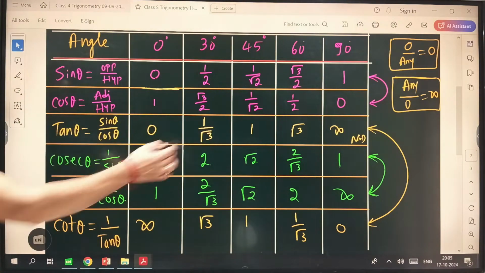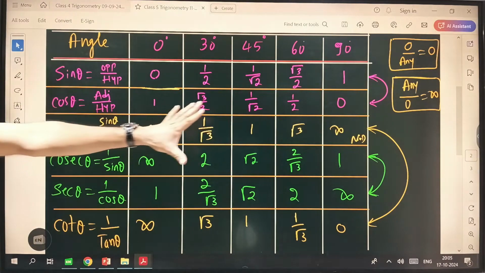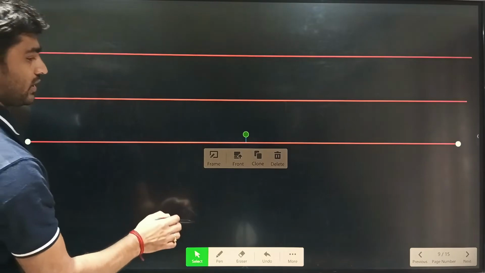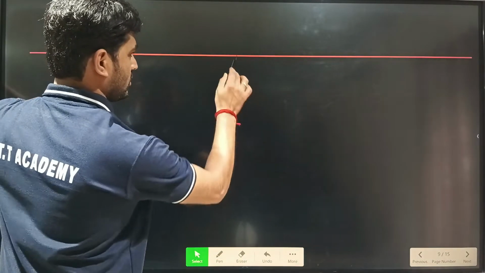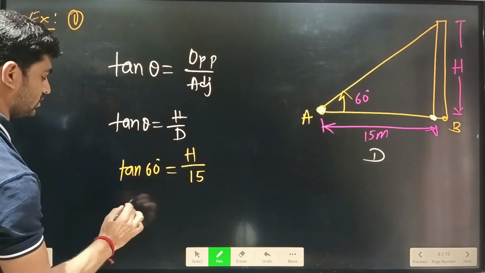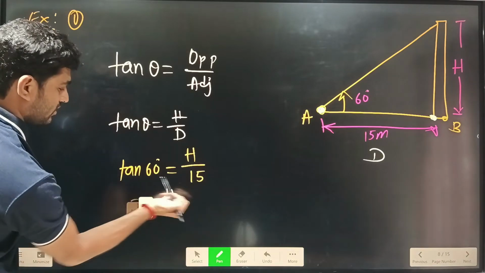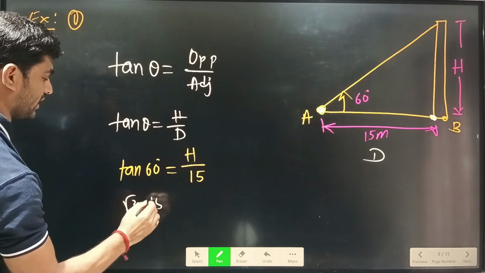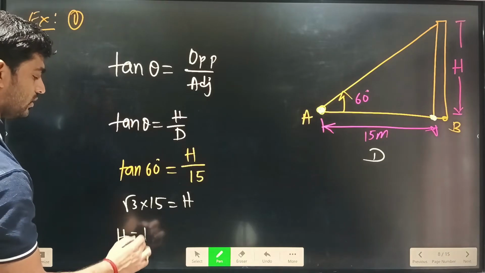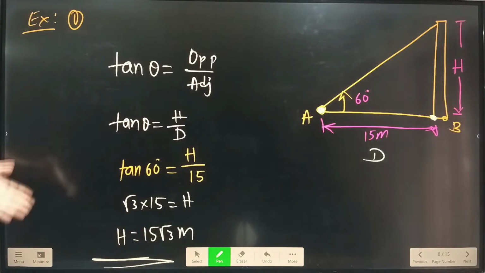So in this, tan of 60, tan theta here is 60. Tan 60 is root 3. Everyone should know this table. So tan of 60 degree is root 3. So tan 60 is root 3, so root 3 is equal to h by 15. If we take 15 to this side, root 3 into 15 equals h, or I can write h equal to 15 root 3 meter. Yes, we can stop here. Even you can apply the root 3 value also.